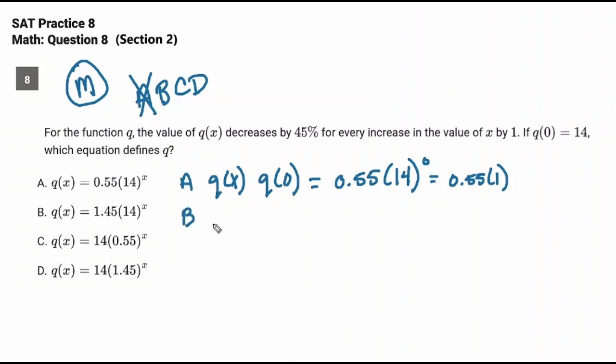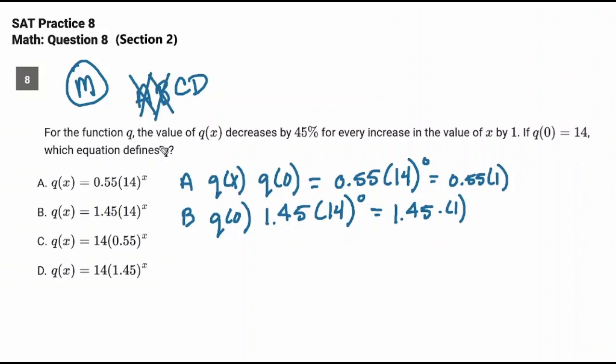Let's try B. I'm going to do q of 0. I want to get to 14. So 1.45 times 14 to the what? Just follow directions, to the 0. So that's 1.45 times anything to the 0 power is 1. So times 1. That's just 1.45. I was supposed to get 14. Didn't get it. So B's gone.